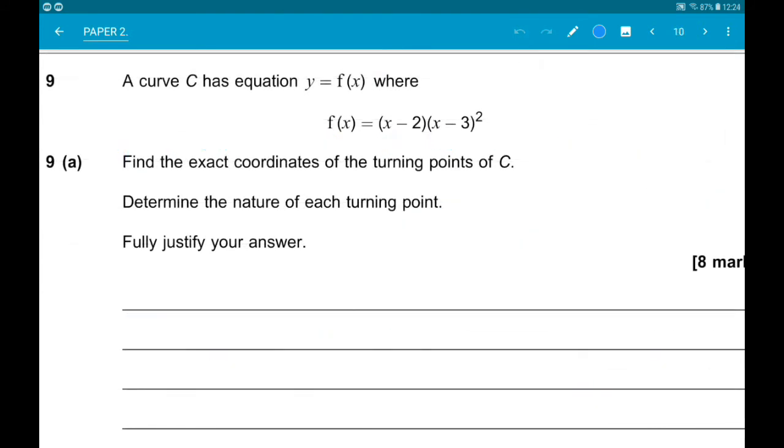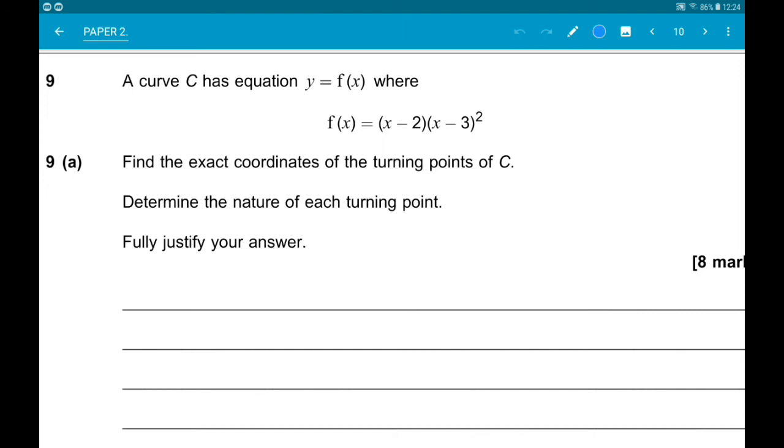Okay, number 9, a curve C has equation y equals f of x, where f of x is x minus 2 times x minus 3 squared. We want to find the exact coordinates of the turning points of C and determine the nature of each turning point. Okay, so at turning points, dy by dx is 0. To be able to differentiate, we need to expand the brackets. So let's do that first.